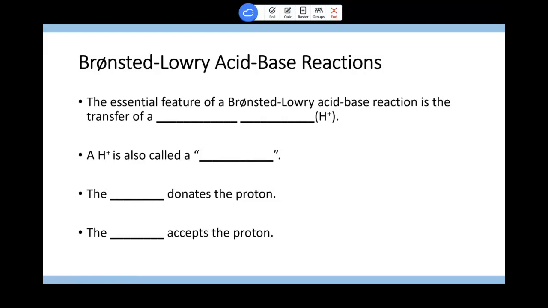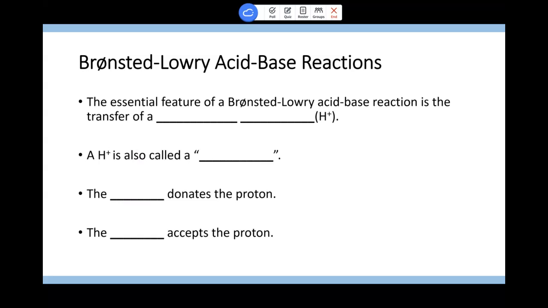So we're talking specifically about the Bronsted-Lowry definition of acids and bases and acid-base reactions. There are other categories of acids you'll learn about in the future, you may have learned about in the past, like a Lewis acid. For this chapter, we're focusing on Bronsted-Lowry acids, Bronsted-Lowry bases, and Bronsted-Lowry acid-base reactions.